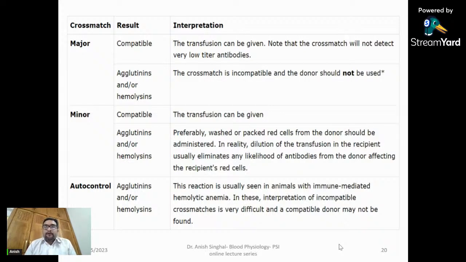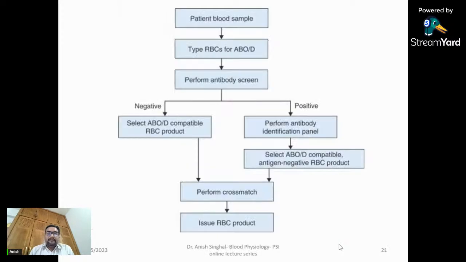That is because the plasma in the transfused blood is almost 50 ml, 50 to 100 ml maximum plasma is given, whereas plasma in your body is approximately 2.5 to 3 liters. So that 100 ml of plasma, which is not matching, gets diluted in 2.5 liters, and that effect does not manifest. Okay, coming to the algorithm.